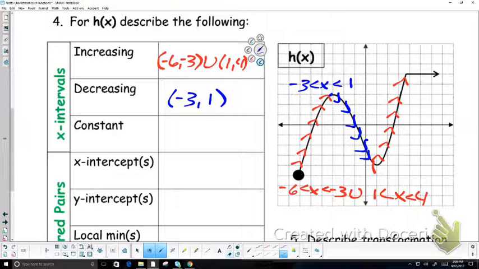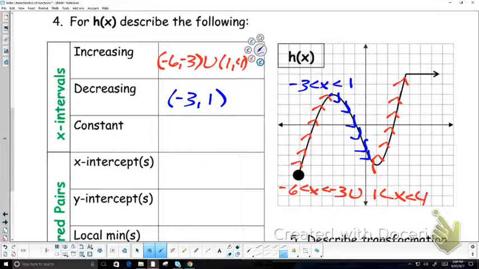Which way do you like better? This way or that way? Or neither? I take the one with less letters, less to write. That's my preference. Notice when we're talking about increasing and decreasing, I'm always using parentheses because I'm not going to include any point. At both endpoints, it's going to be changing direction or stopped.